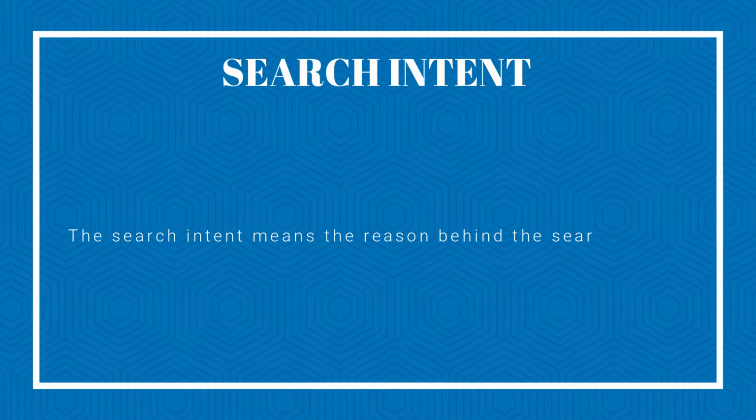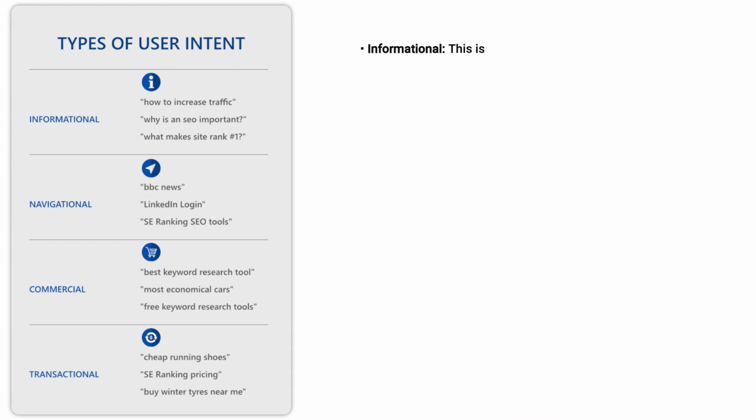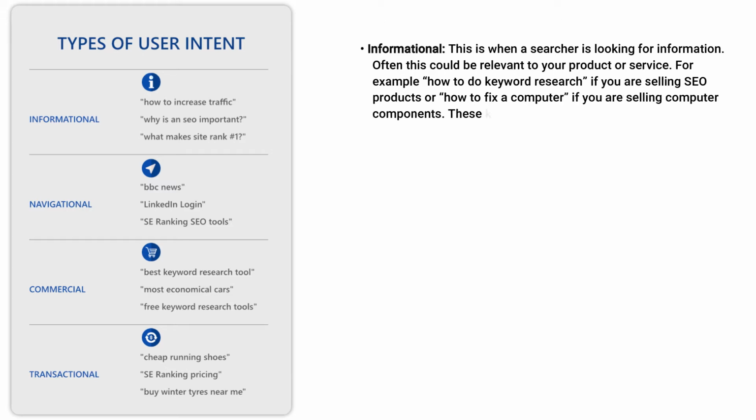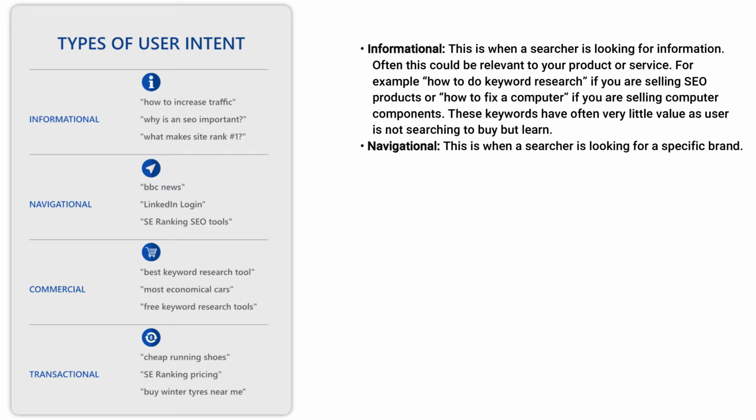The second step of finding profitable keywords is to understand the search intent. Search intent means the reason behind the search query. In general, 99% of keywords you will find can be categorized into 4 different types of search intent. The first search intent is informational. That is when the searcher is looking for information. Often, this could be relevant to your product or service. For example, how to do keyword research if you are selling SEO products, or how to fix a computer if you are selling computer components. These keywords often have very little value, as the searcher is not searching to buy but to learn.